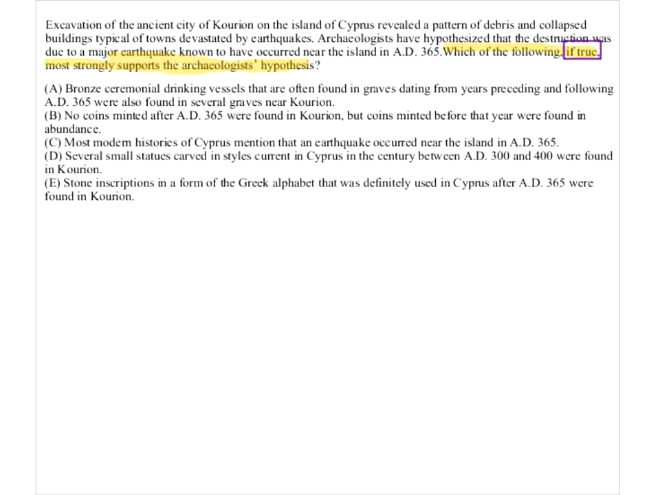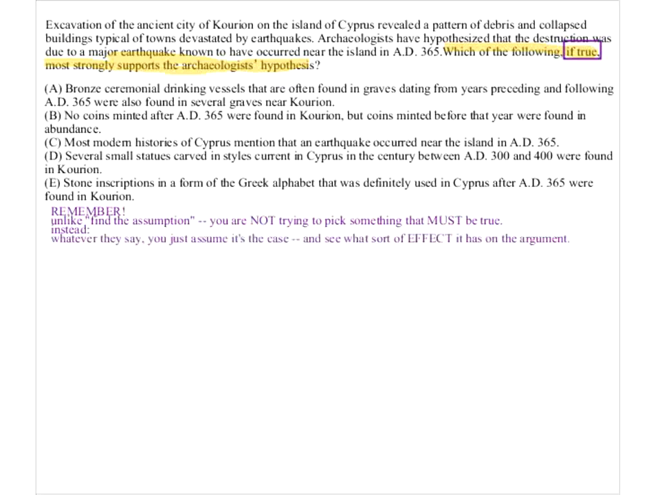So let's keep that in mind. Remember that going outside the scope here is okay. Unlike find the assumption, you are not trying to pick something that must be true. Instead, whatever they say, you just assume it's the case and see what sort of effect it has on the argument. If you try to answer these as though they were find the assumption problems, you will get them all wrong. Because that's not what we're doing here. Remember, these two words, if true, are crucial. These two words show you that no matter what these choices say, you're like, okay, fine, that's a fact. Let me see what effect it has.